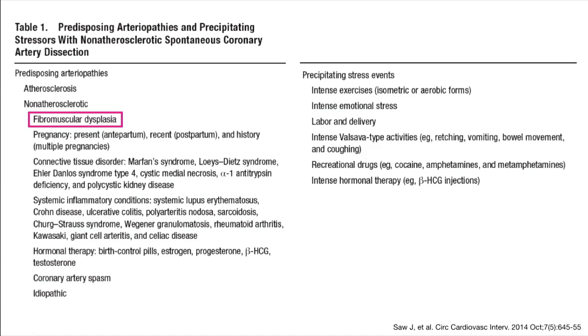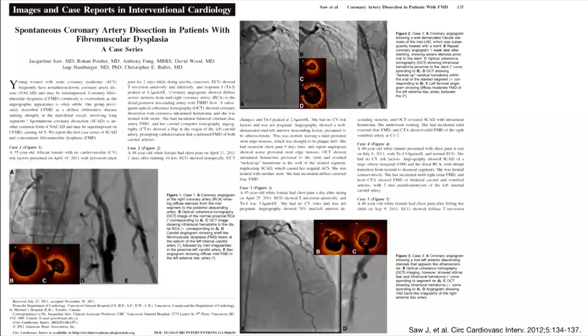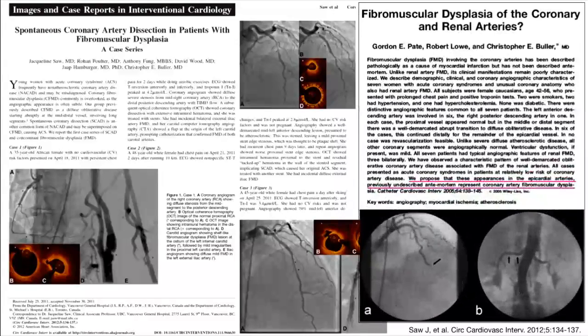Now, this is just a tabular form showing these predisposing arteriopathies and precipitating stress events. I'd just like to focus on fibromuscular dysplasia, which is one of the most dominant associated causes for coronary dissection. We first published about this about 3 years ago now. We published the first case series that described the association of spontaneous coronary dissection in patients with FMD. In fact, the first three cases that I showed earlier all had fibromuscular dysplasia, and when we were submitting to Circulation: Cardiovascular Interventions and undergoing revisions, we accumulated another four cases, so we bundled these case series together in this first publication.